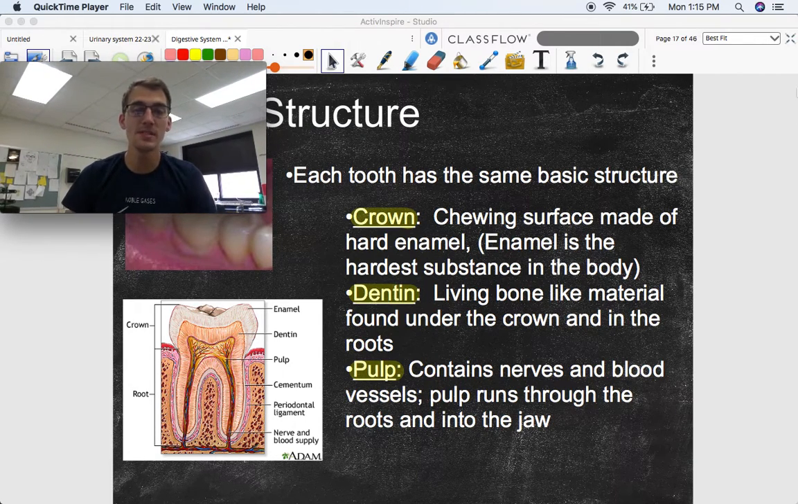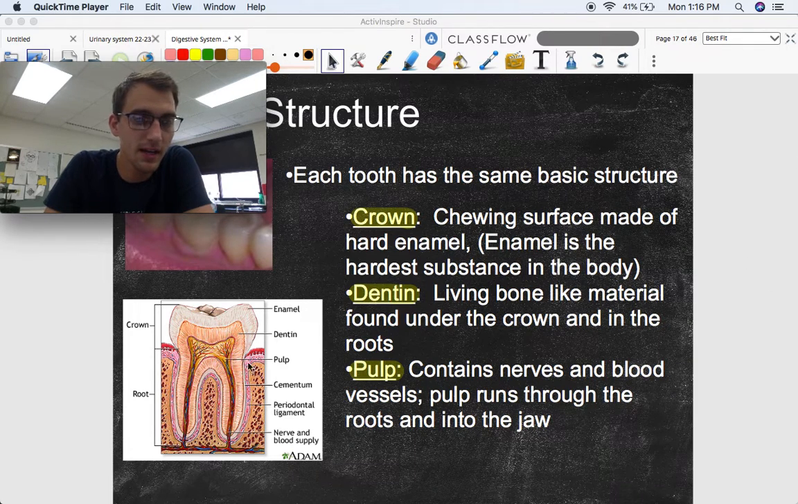Deep to the crown is called the dentin, which is the living bone-like material found under the crown and in the roots. So this is the part that's more like bone. It's got blood vessels and nerves and all that kind of stuff. Or I should say the pulp contains the nerves and the blood vessels. And the pulp runs from the roots and into the jaw.